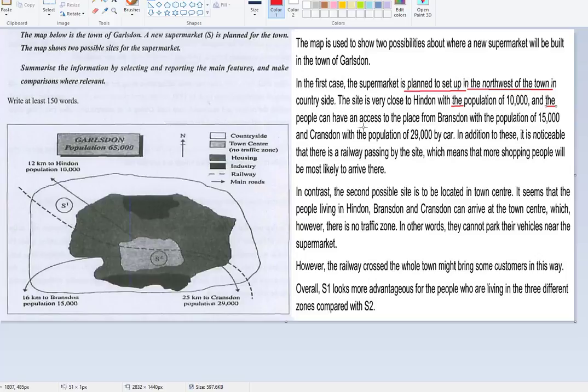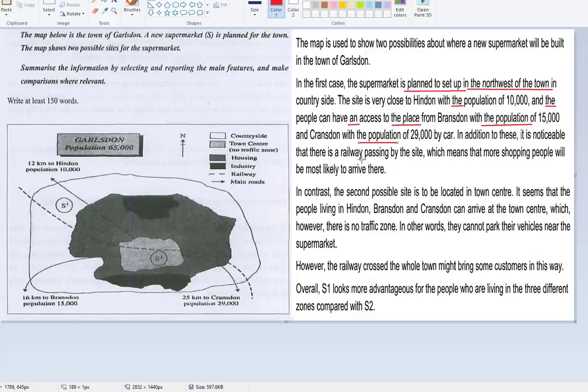People can have an access. No, there should be no article here. To the place. Ooh, why did you use the phrase the place? We should be more specific with our vocabulary. Here we have the population again, with a population of 50,000. A population.